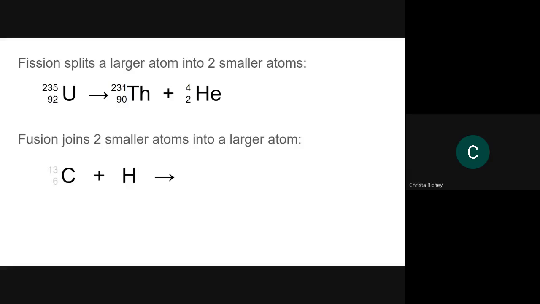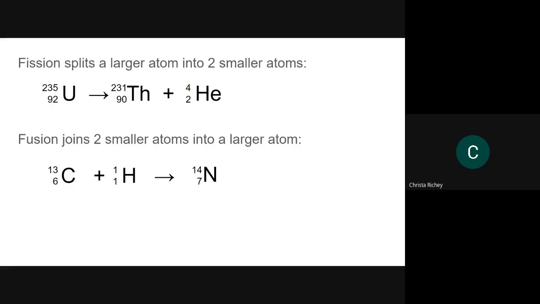With fusion, you're going to add them together to make something new. So 13 plus 1 is 14, and 6 plus 1 is 7. How do you know which element this is? Which one's 7? That's nitrogen. This is regular old nitrogen. It's not any weird isotopes or anything. Y'all, that's all you're doing on this paper. And we've got 20 minutes in here.